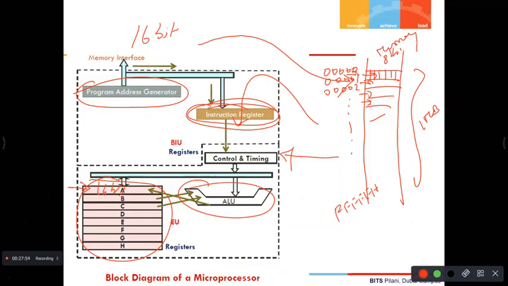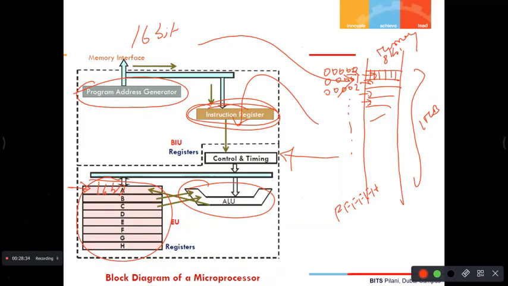See, you have the address generator, and this address generator is connected to the memory, right? And whatever instruction, the machine code, is stored in this memory will be loaded to the instruction register through which bus? Data bus. Right, and that will be decoded by this microprocessor, and it does the operation, and it can store the data either in this register or in the memory. This is the operation of a microprocessor.